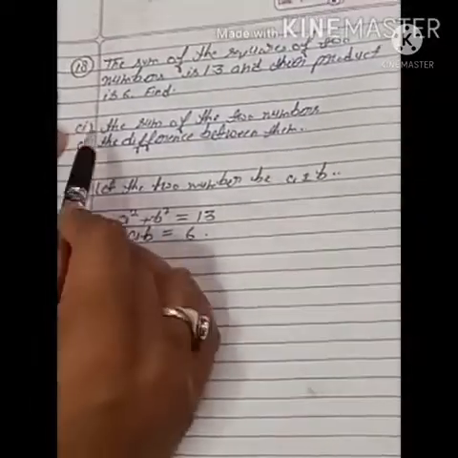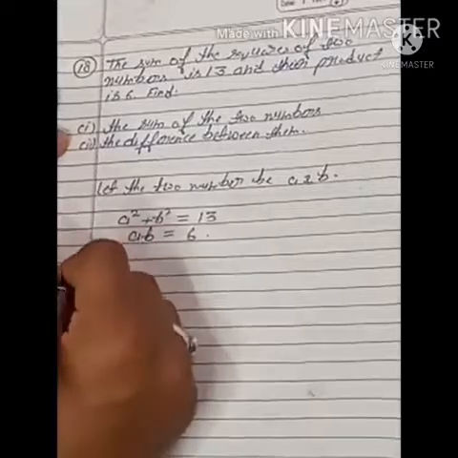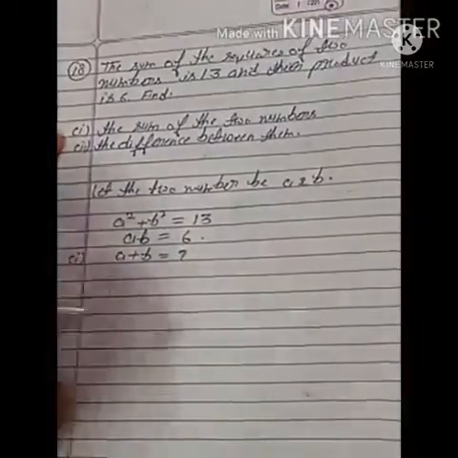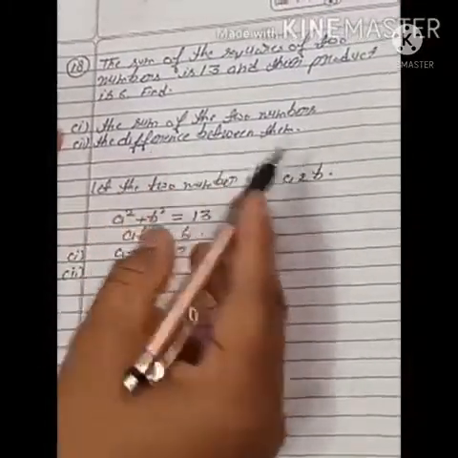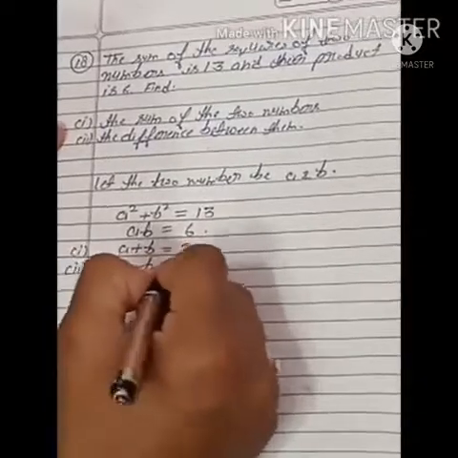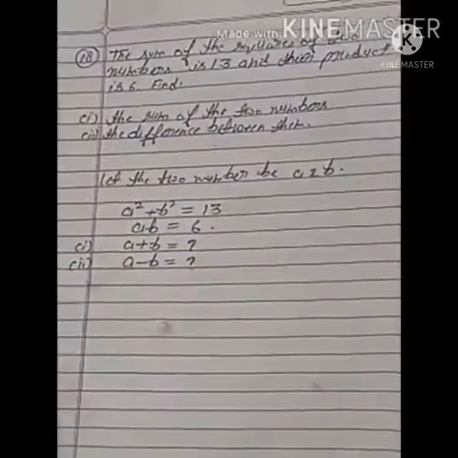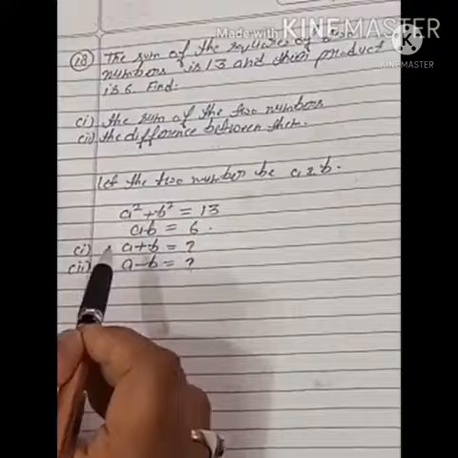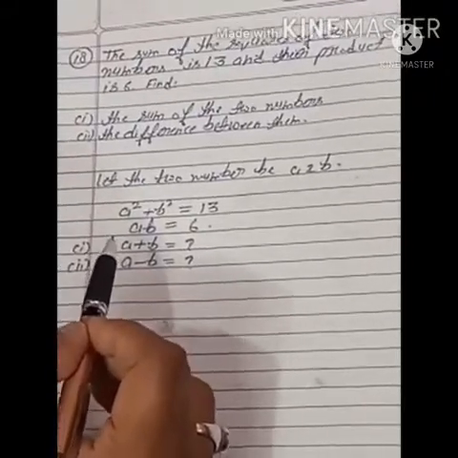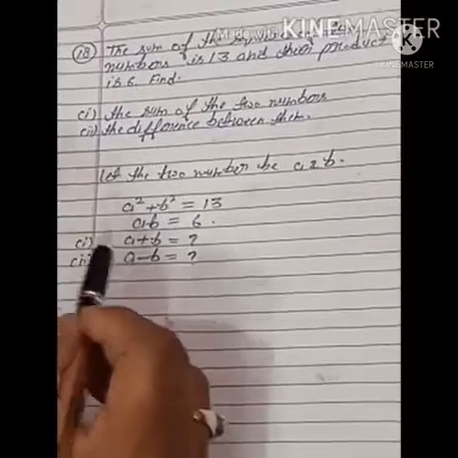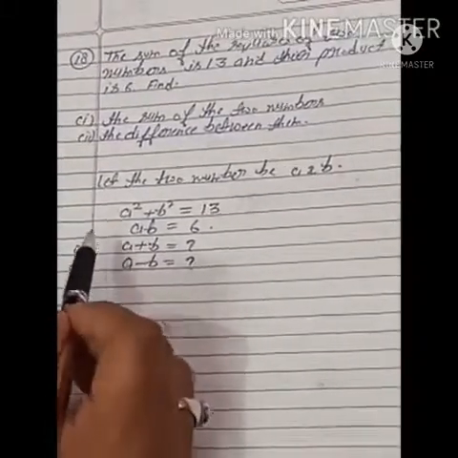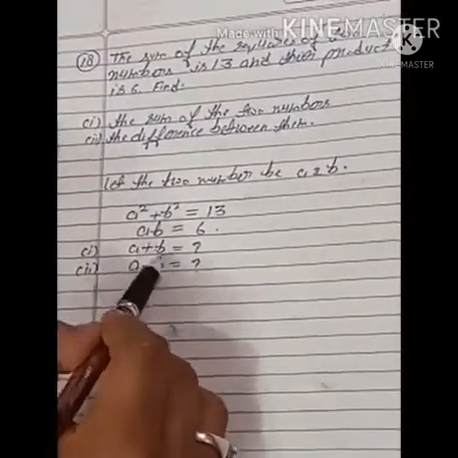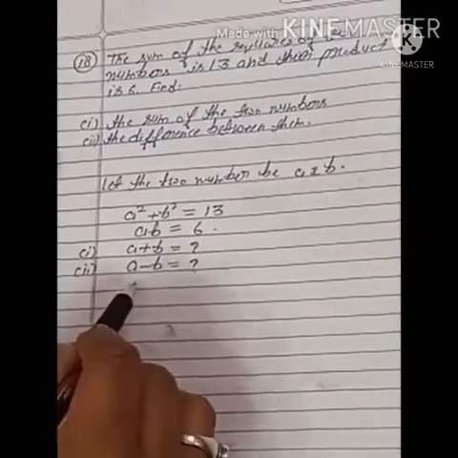So what we have to find? The sum of the two numbers. In first part we have to find the sum of two numbers, a plus b. Then in second part, the difference between them we have to find, a minus b. So for first part we have to find a plus b. So we have the formula of a plus b whole square. That formula we will write, and in the formula we will put the values that are given. So we can find the value of a plus b. In the same way, we can find the value of a minus b.